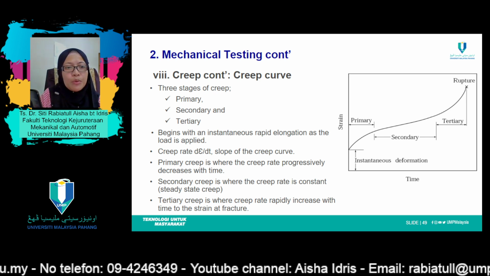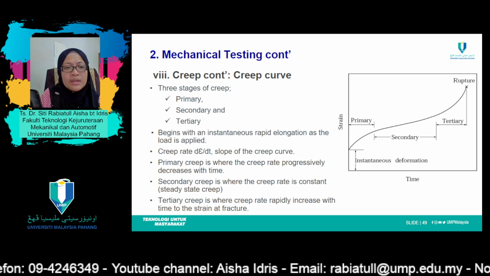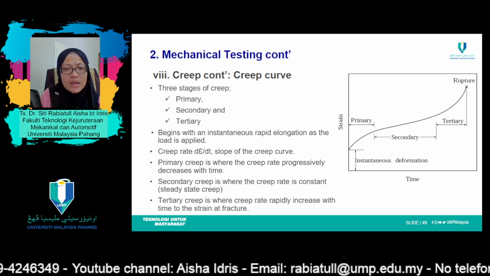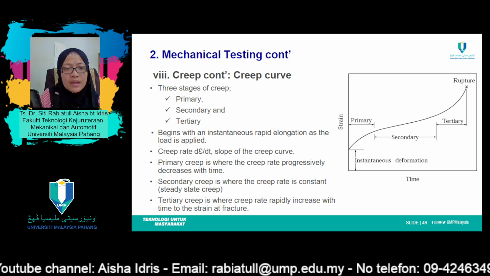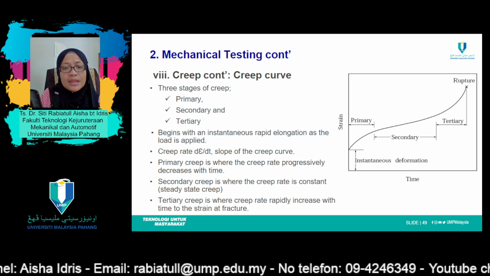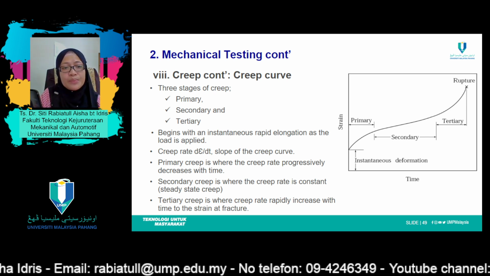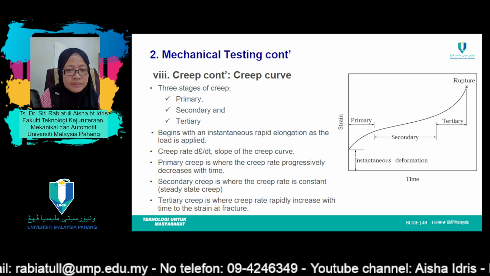For example, number 1, primary or transient creep, occurs with a continuously decreasing creep rate. That is, the slope of the curve diminishes with time. This suggests that the material is experiencing an increase in creep resistance, or strain hardening.